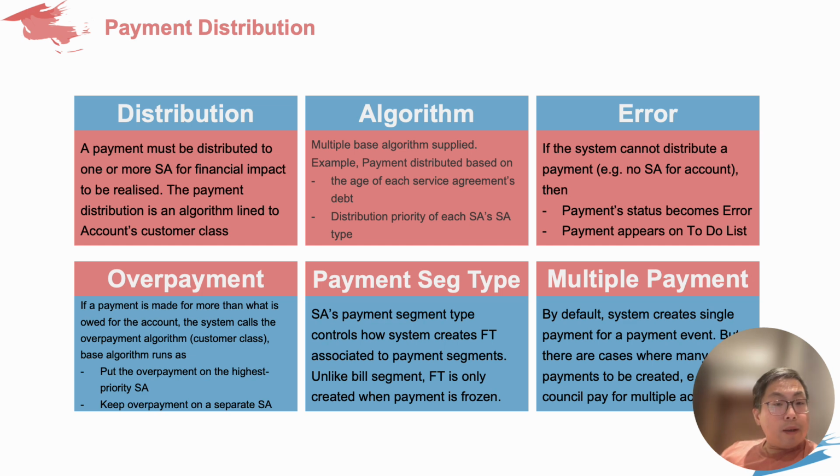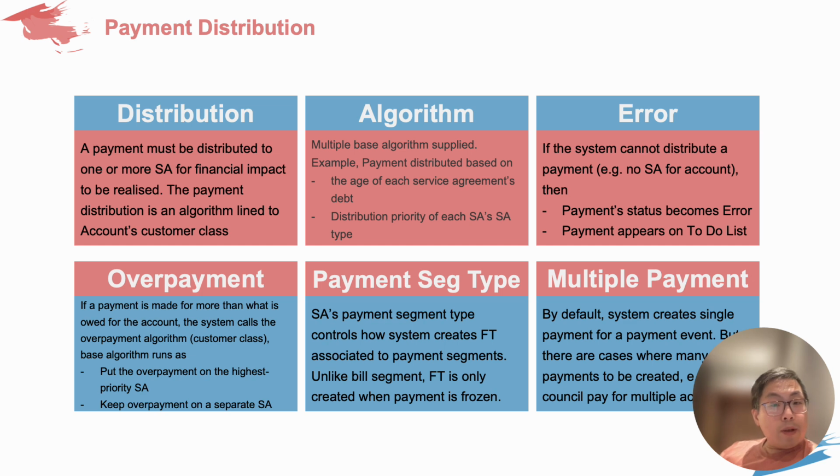So next one is the SA's payment segment type controls how system creates FT associated to payment segment. Unlike bill segments, the financial transaction is only created when the payment is frozen. For billing, I remember the financial transaction is created in pending and then gets frozen. But for payments, that is a bit different.